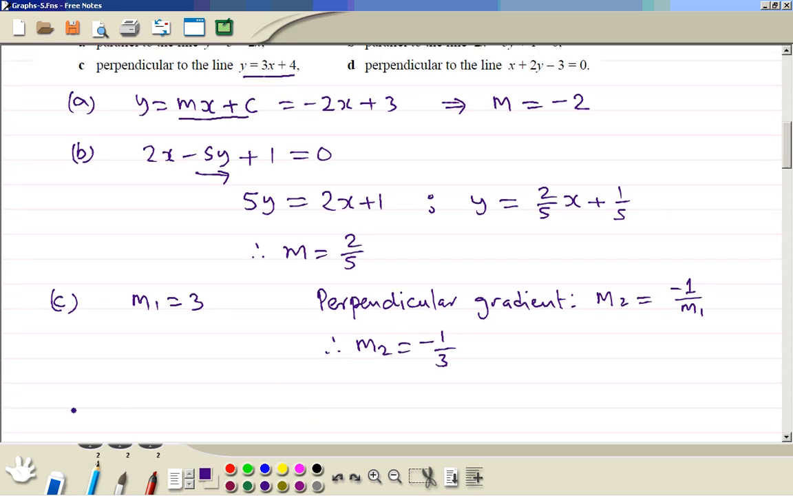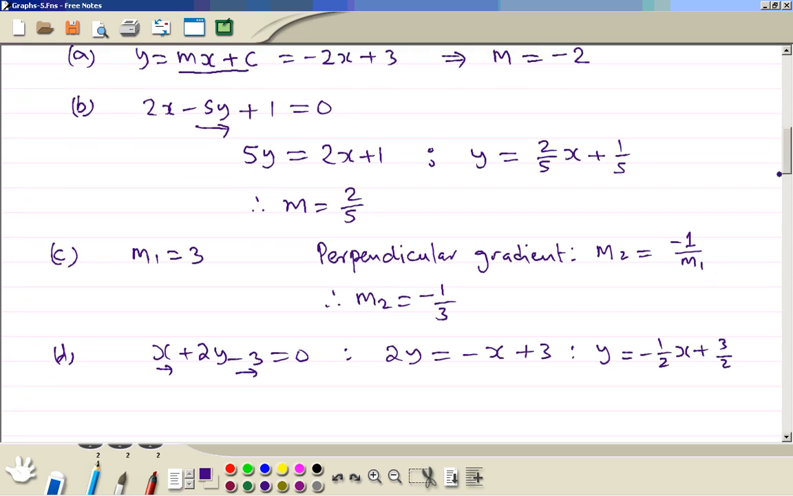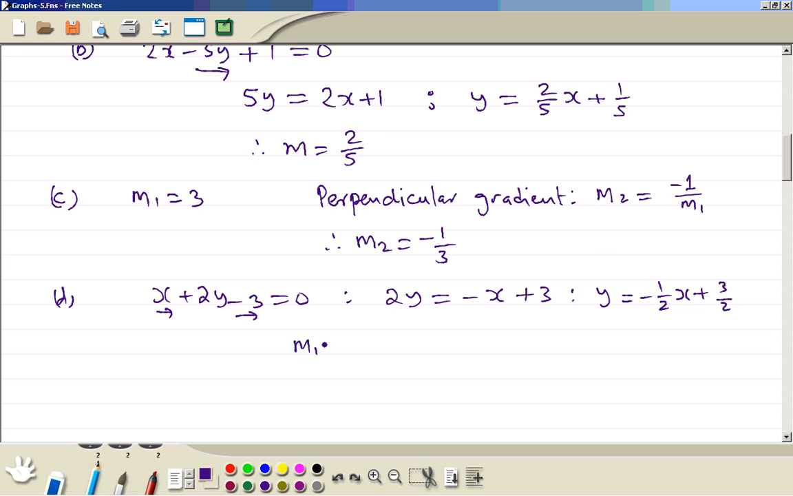Then D, x plus 2y minus 3 equal to 0. First we need to make y the subject, so we take this and this to the other side. So 2y is equal to minus x plus 3. Now we can divide every term by 2, so y equal to minus half x plus 3 over 2. So the gradient here is minus half.